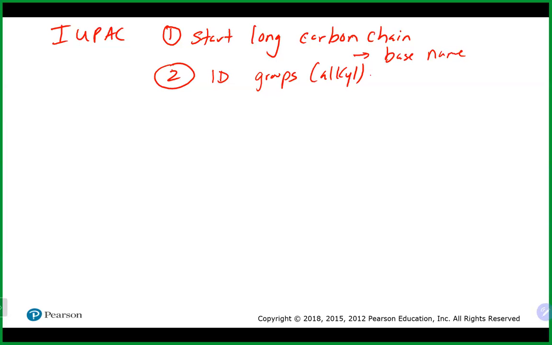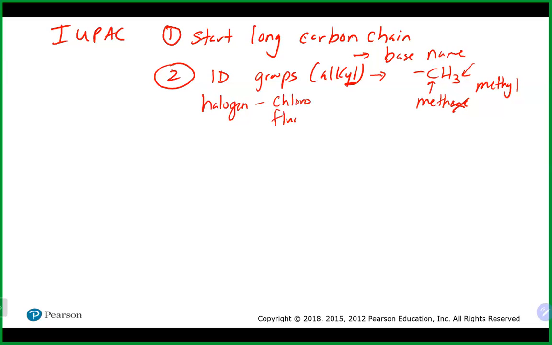The group names, if you remember, are named basically the exact same way, except that they will end in YL. So something like a CH3 group has 1 carbon, which is based off of methane, and is lacking 1 hydrogen that allows it to attach. So we drop the last part of it. And this becomes a methyl group. Again, if you have a halogen that is a group that's attached, they're named like chloro, fluoro, bromo, iodo for iodine. So those are how those groups are named.